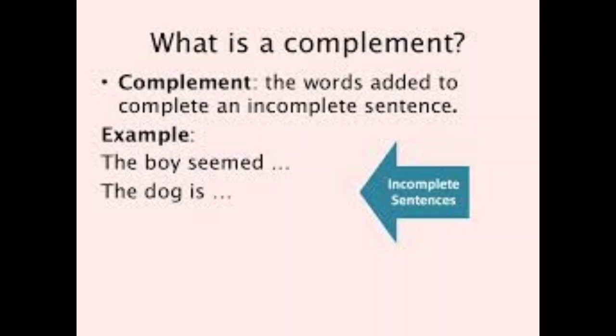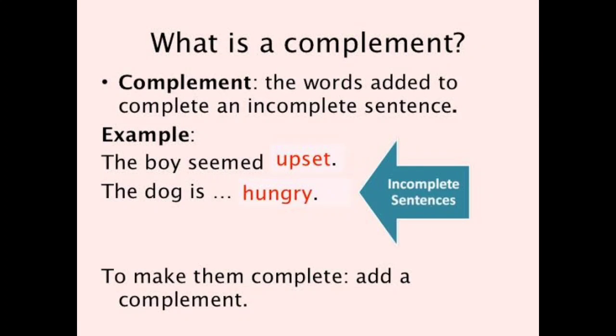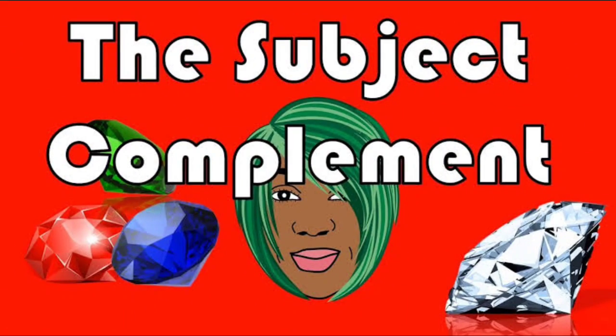Complements are the words added to a sentence to complete an incomplete sentence. Look at the example. The boy seemed, the dog is. Here the sentences are incomplete. Now you see the sentences: The boy seemed upset, the dog is hungry. To make them complete, we are adding some complements to the sentences. Let's first see the subject complement.